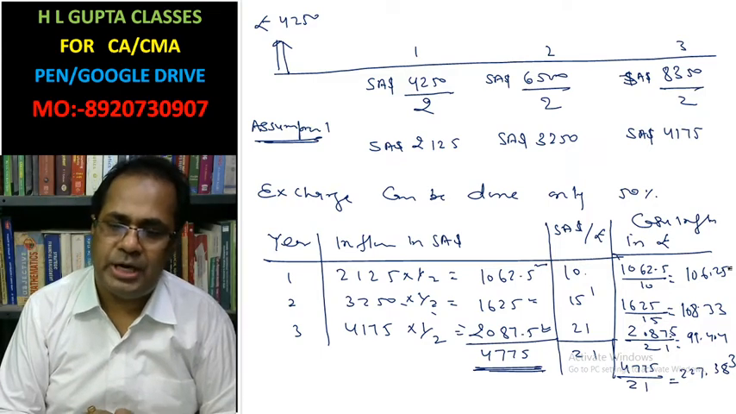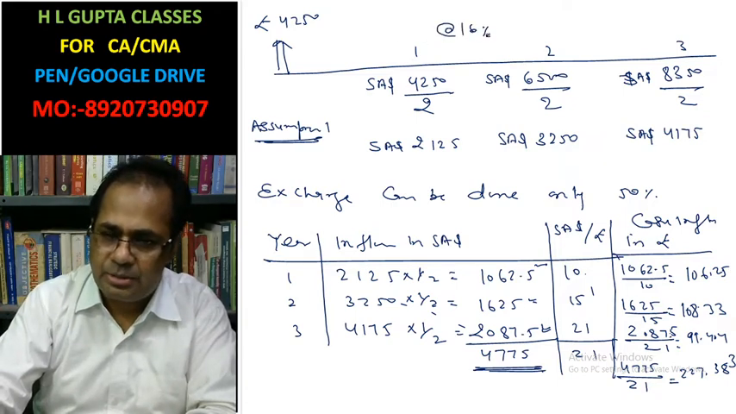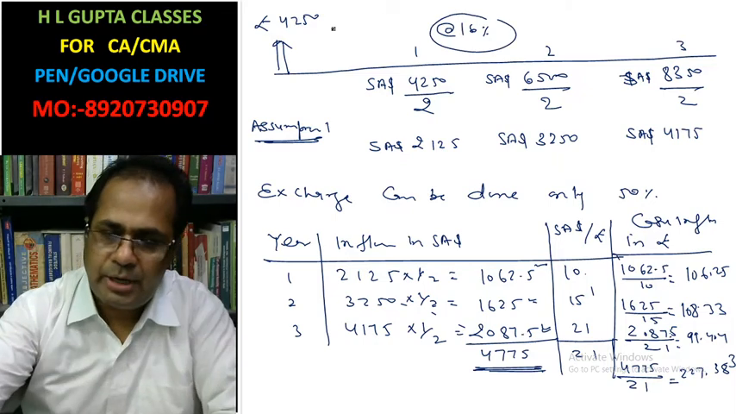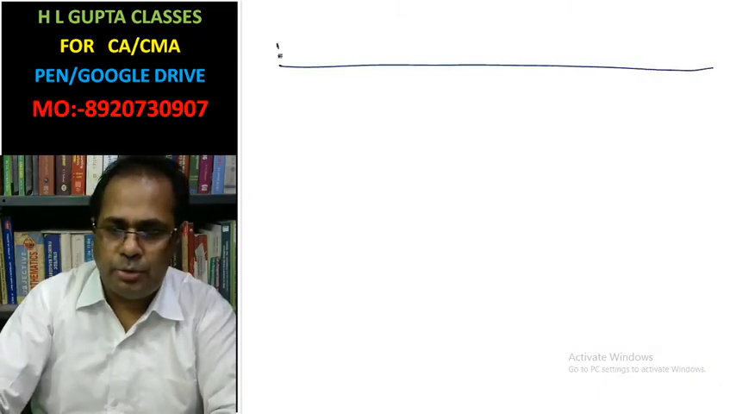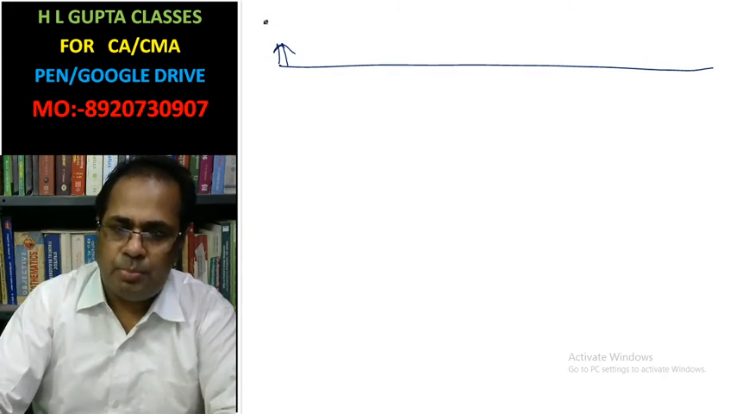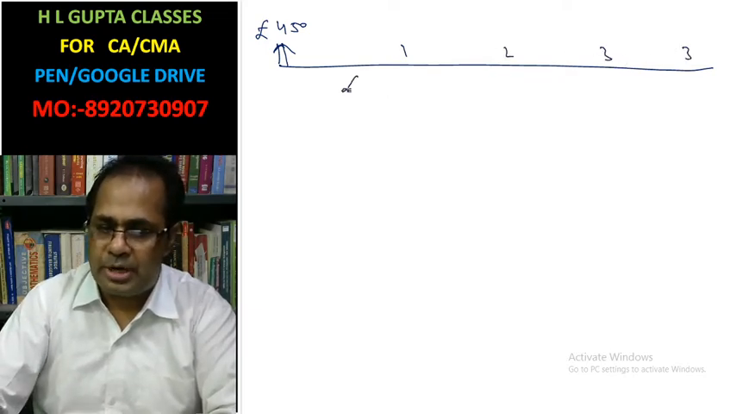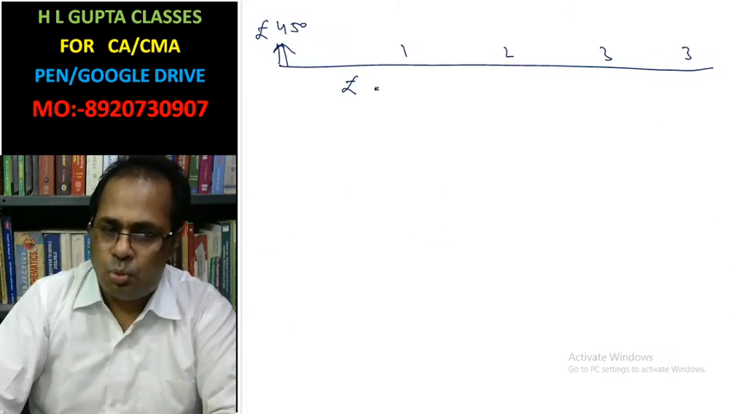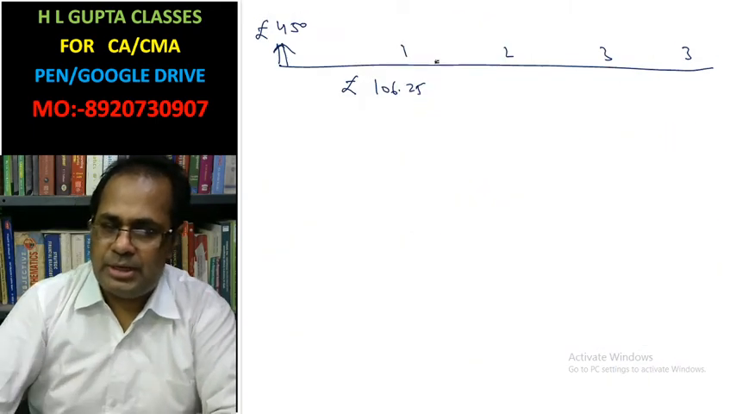Now you have to calculate net present value, discounted at the rate of 16%. You can calculate the net present value easily. What is your net present value? Pound 450 is your investment. Now you can calculate the pound investment: pound 450 at year 0, then year 1, year 2, year 3. Pound cash inflow you have 106.25, 106.25 pound, 108.33 pound.